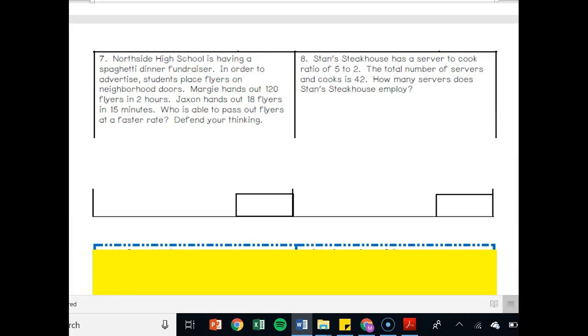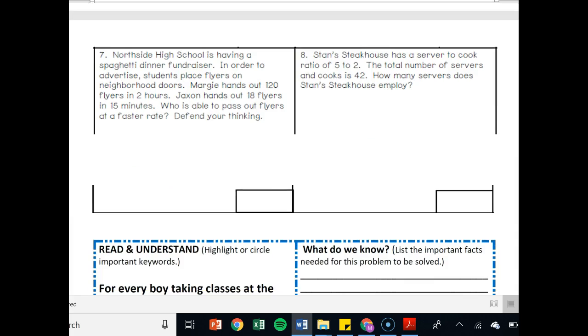All right, on the back side, number 7, it says Northside High School is having a fundraiser. In order to advertise, students are placing flyers. Margie hands out 120 flyers every 2 hours. Jackson hands out 18 flyers every 15 minutes. Who's able to pass out flyers faster?